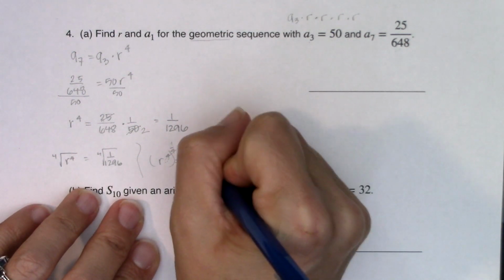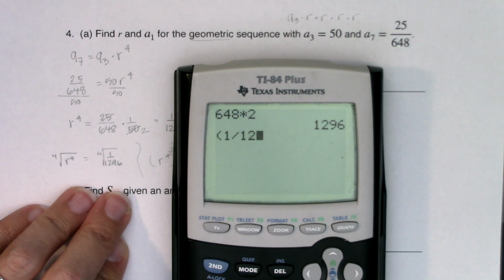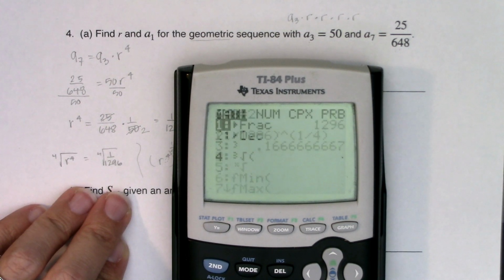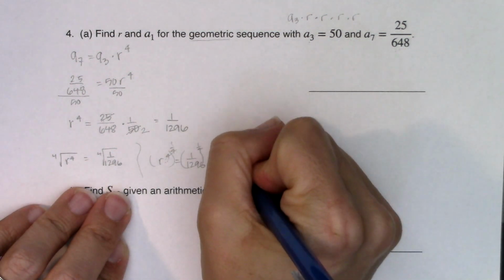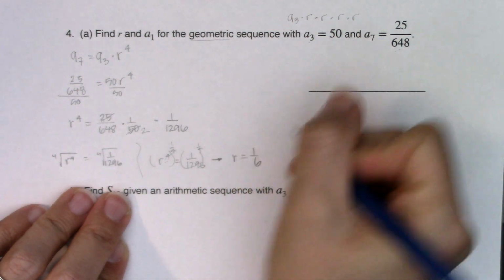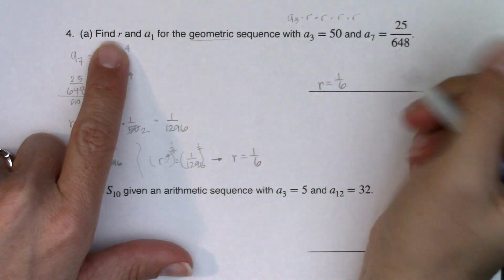So I'm going to go ahead and enter this into my calculator. Let me do 1 over 1296, and I'm going to raise that to the 1/4 power. And I'm going to get 1/6 when I turn that into a fraction. So my ratio is 1 over 6. And that's the first part of this question. So I'll write that I found my R value.